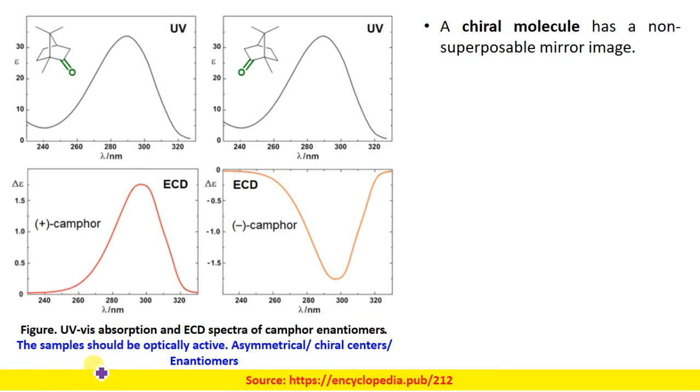This is important because if there are any chemical compounds which are optically active, you can analyze those molecules. One of the primary requirements is that the molecules should be asymmetrical, or have a chiral center, or they are enantiomers. A chiral molecule, we all know, has a non-superimposable mirror image.